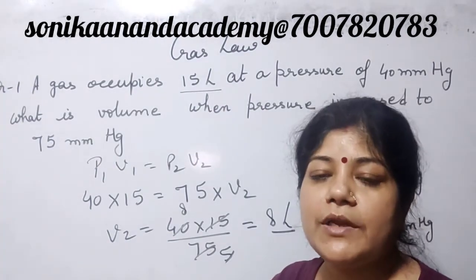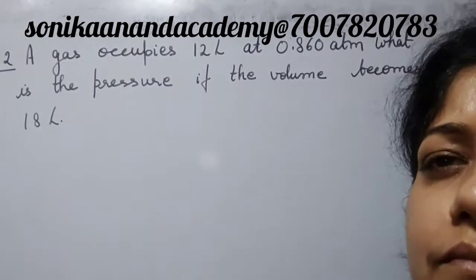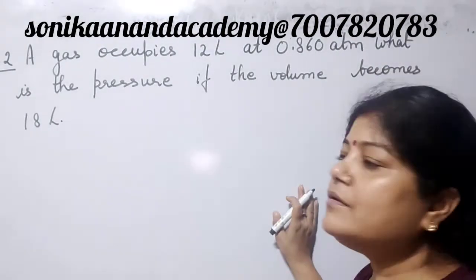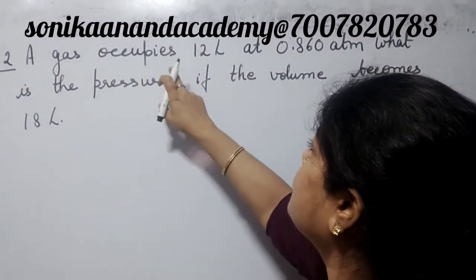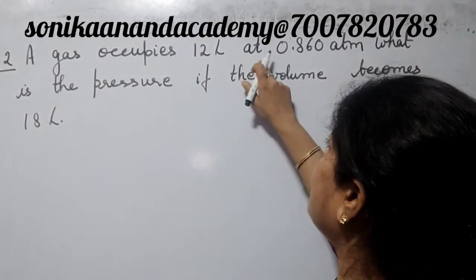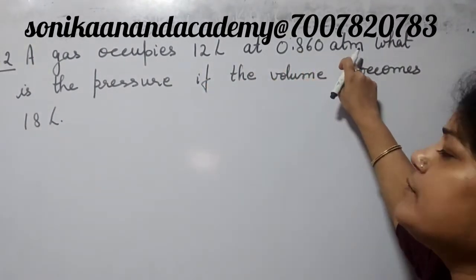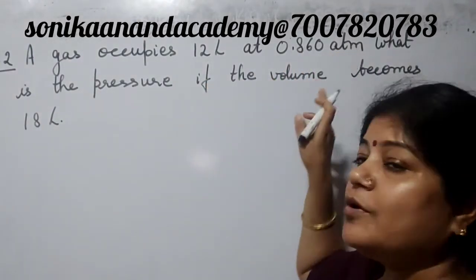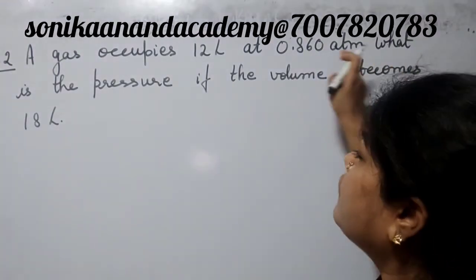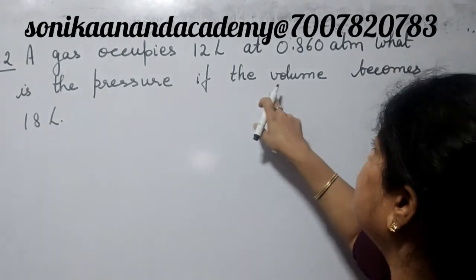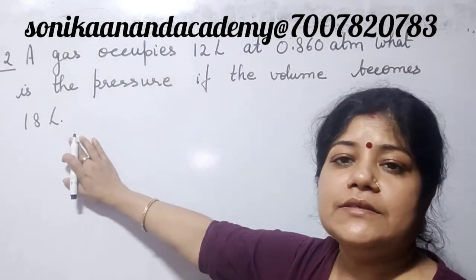Now I am going to explain you next question. Now the second numerical, just note it down. A gas occupies 12 liters at 0.860 atmospheres. Atmosphere is also the unit of pressure. What is the pressure if the volume becomes 18 liters?